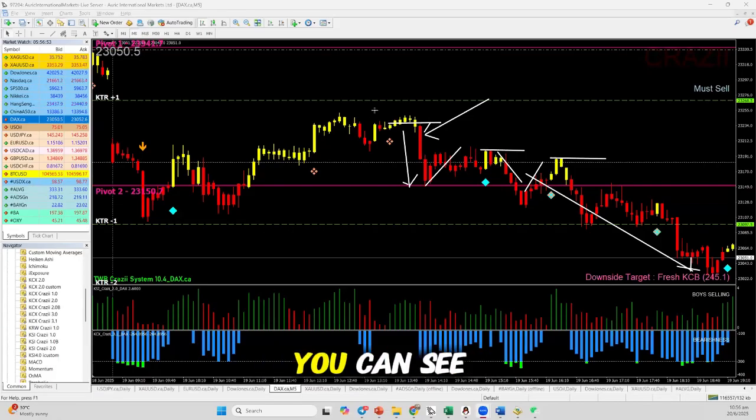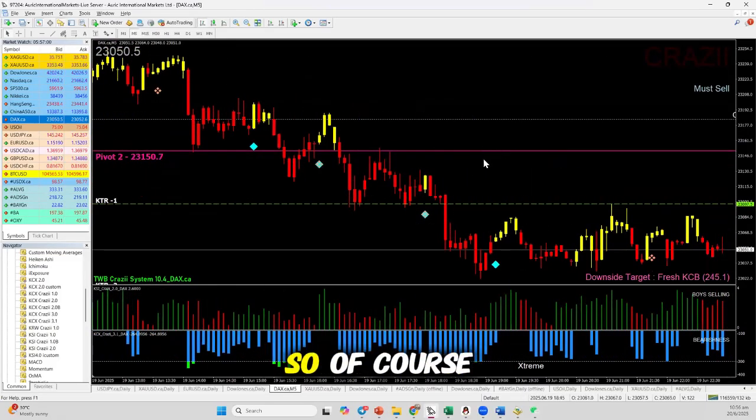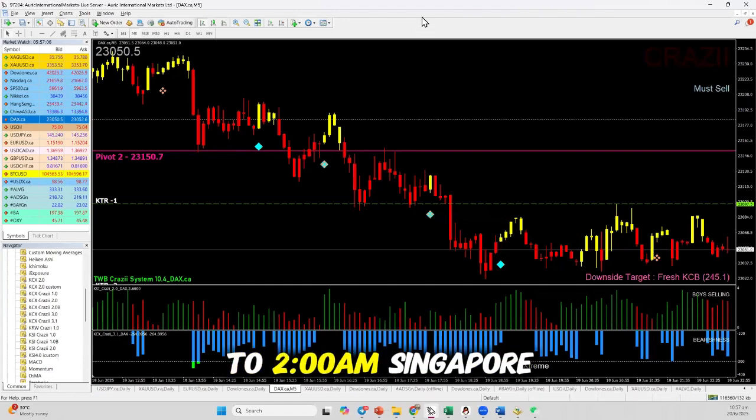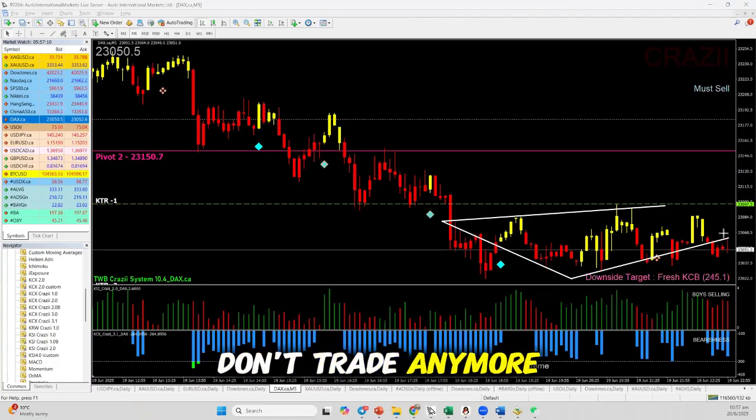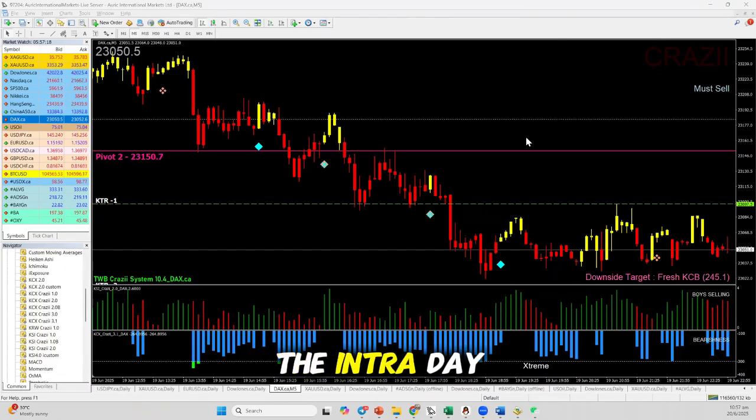Okay, all right. So you can see after that for DAX, DAX keeps on lowering. Okay, so of course, I told you before, right? Once DAX hits maybe about 1 to 2 a.m. Singapore time, here you don't trade anymore already. This area here, don't trade anymore already. Yeah, you go sideways. And plus yesterday was June holiday. No much movement in the market after that. Okay, so this is the intraday sharing.